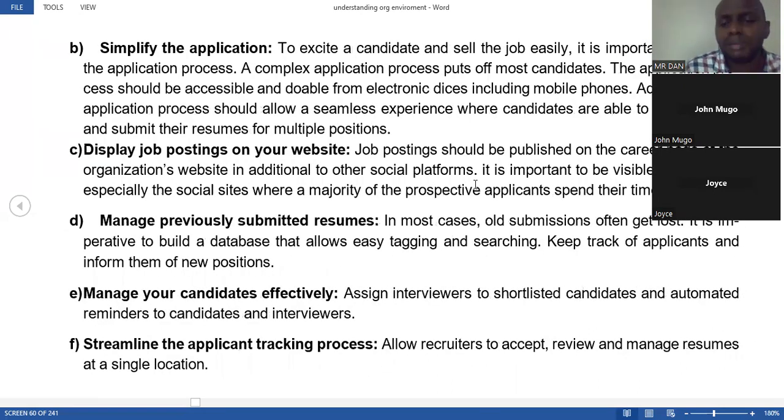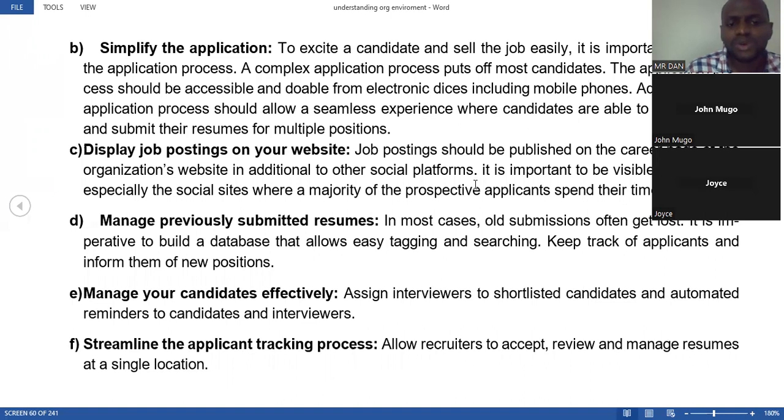Then simplify the application. You need to simplify the application as much as possible. Don't use jargon where people are trying to understand what you're saying. Make it as simple as possible so that those who wish to be selected to that organization are able to do it in a more simplified way. Then you can also decide to include devices, maybe mobile phones, where they can access the job through their mobile phones or through the internet.